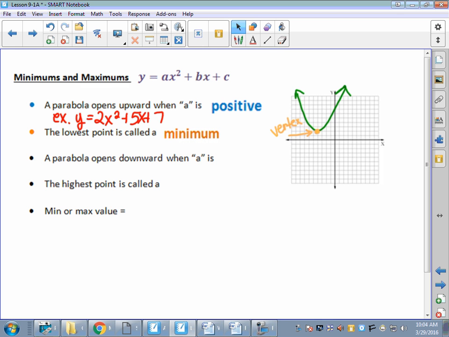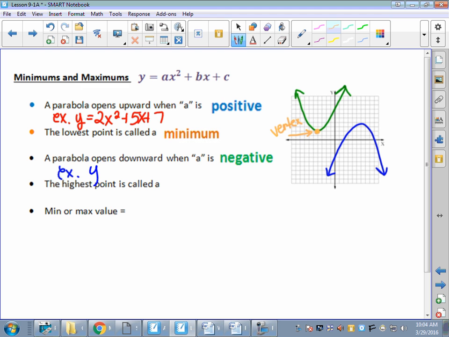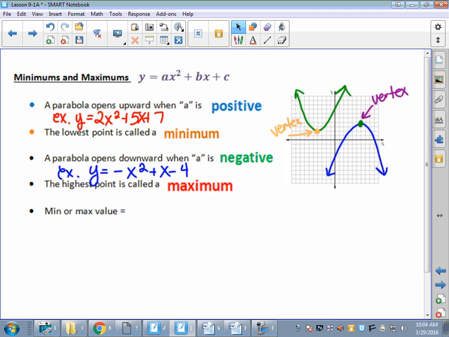A parabola opens down when my a value is negative. So here's a parabola opening down. For example, I might have y equals -x squared plus x minus 4. I don't know, I'm just making those numbers up. But this is my vertex, the center of my graph. And that vertex is the highest point of the graph. The arrows tell you that the parabola keeps going down, so that's called a maximum.